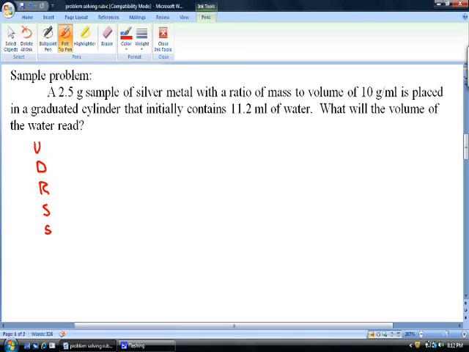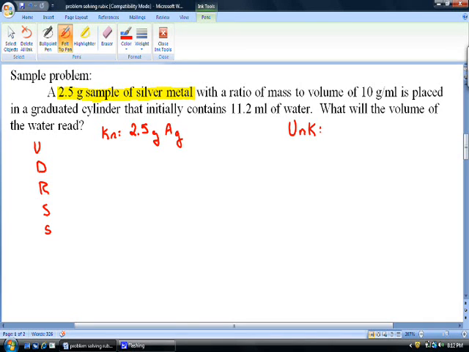So let's first of all look at the data here. The data is the things we know, things that are given to us in the problem, and the stuff we don't know, the stuff we're looking for. So in this problem, let's look for the things we know. Here we have 2.5 grams of silver. So we're going to write that down as something we know. 2.5 grams of silver.